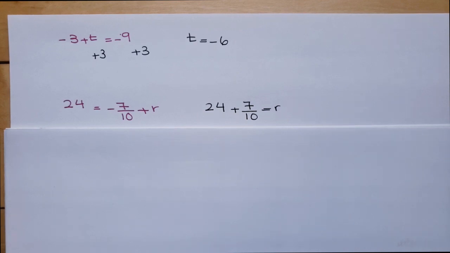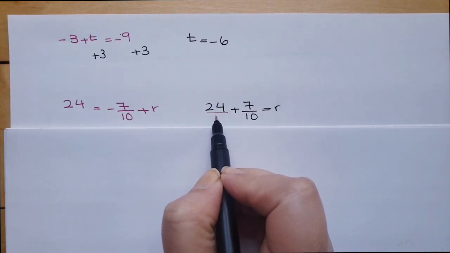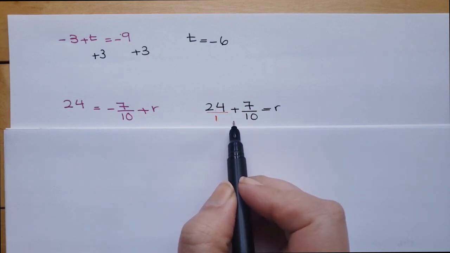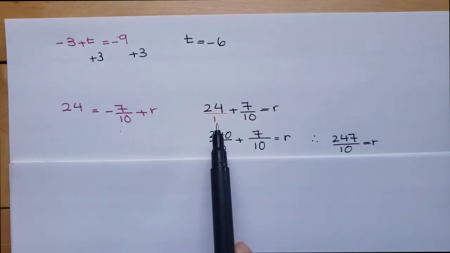As you can see here, 24 can be considered as 24 over 1. So these two fractions don't have the same denominator, and we cannot add them together. Before adding, we have to make sure the two fractions which are added or subtracted have the same denominator, and the process of getting them to a similar denominator is called common denominator. The simplest common denominator here would be the multiplication of the two. So I consider the common denominator to be 10.